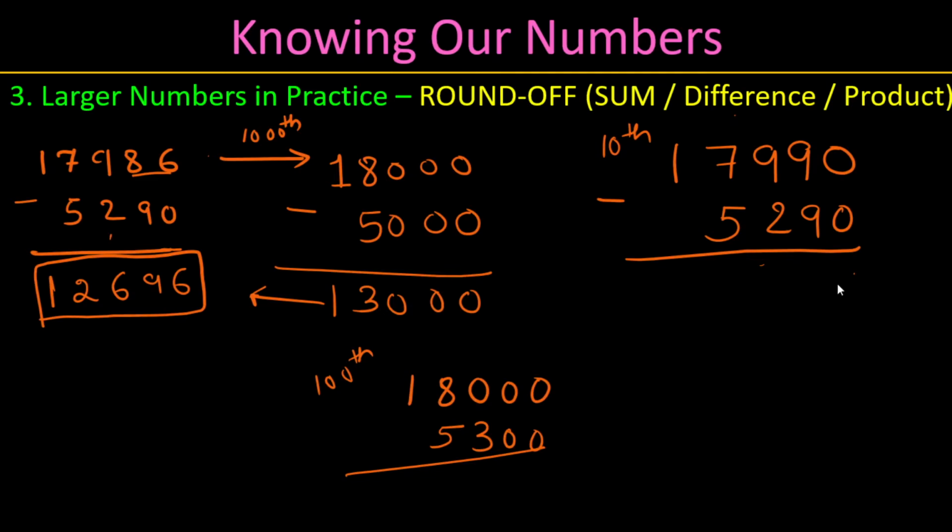And let's do the 10th place. 0, 0, 7, 721. 12,700. You see the difference here. 12,700, and the actual value is 12,696. Only a difference of 4. Let's do it with respect to 100.